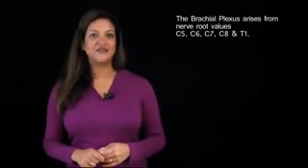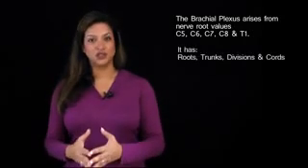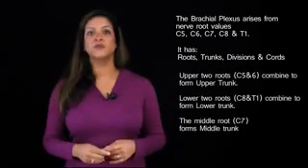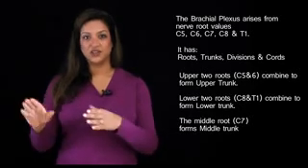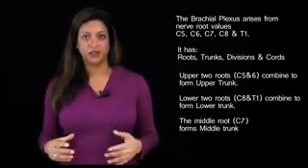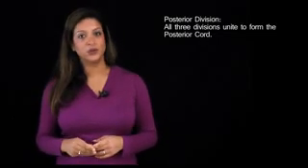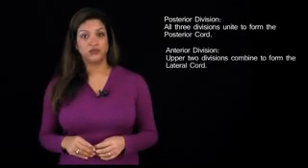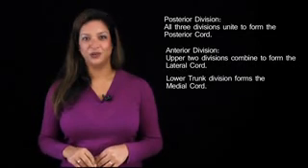So to summarise, the brachial plexus arises from nerve roots level C5, C6, C7, C8 and T1. It has roots, trunks, divisions and cords. The upper 2 roots combine to form the upper trunk, the lower 2 roots combine to form the lower trunk, and C7 goes it alone in the middle to form the middle trunk. Each of these trunks divides into anterior and posterior divisions. All the posterior divisions unite to form the posterior cord. The upper 2 anterior divisions combine to form the lateral cord, and the anterior division of the lower trunk continues as the medial cord.